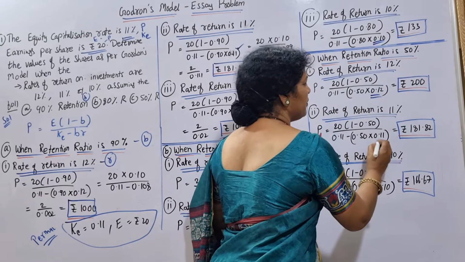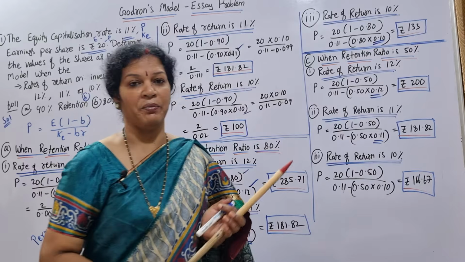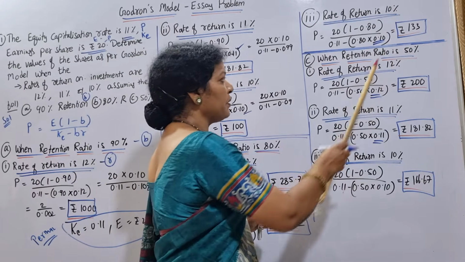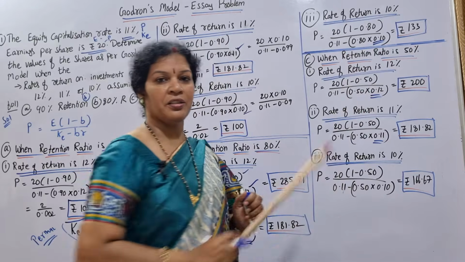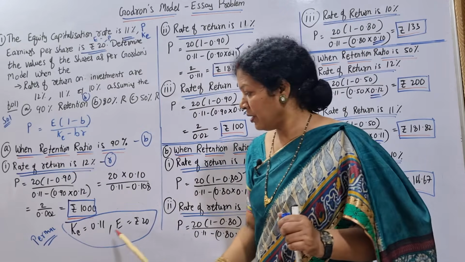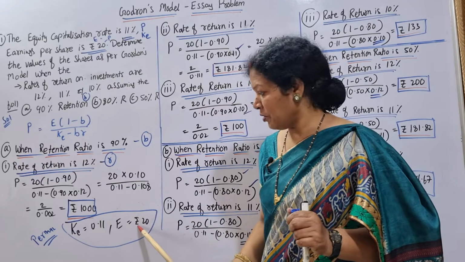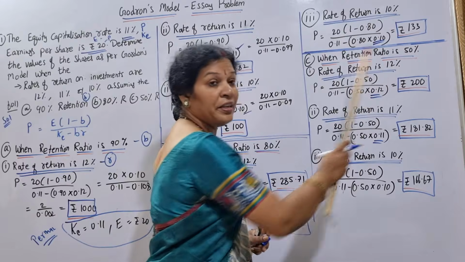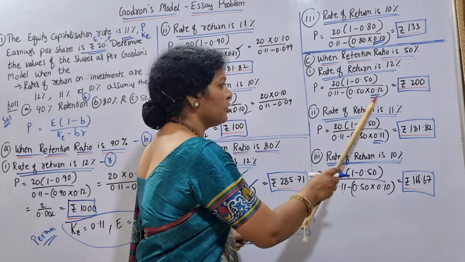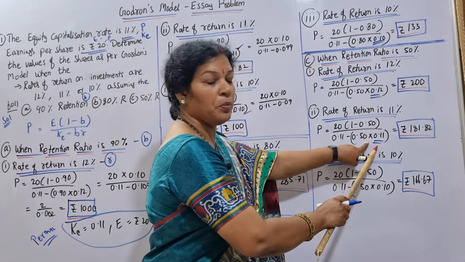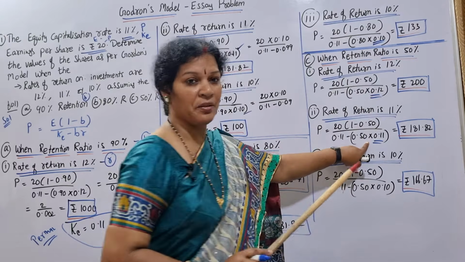Only this amount we are changing into 0.11. Rest of everything is normal. Retention is 50% applicable to 3 cases. And KE is permanent, and earnings per share is also permanent. Okay, what is changing here? Only the rate of return. First case 0.12. Second case, we are changing into 0.11 because rate of return is 11%.